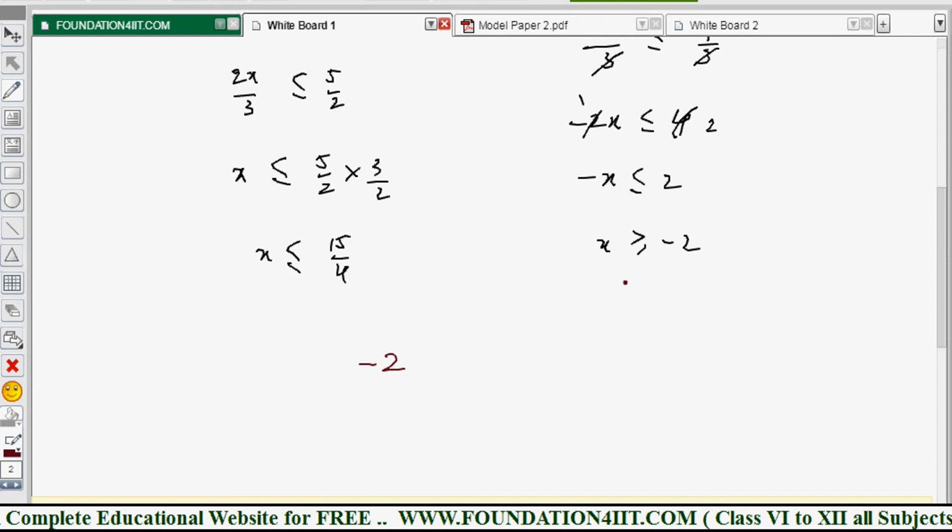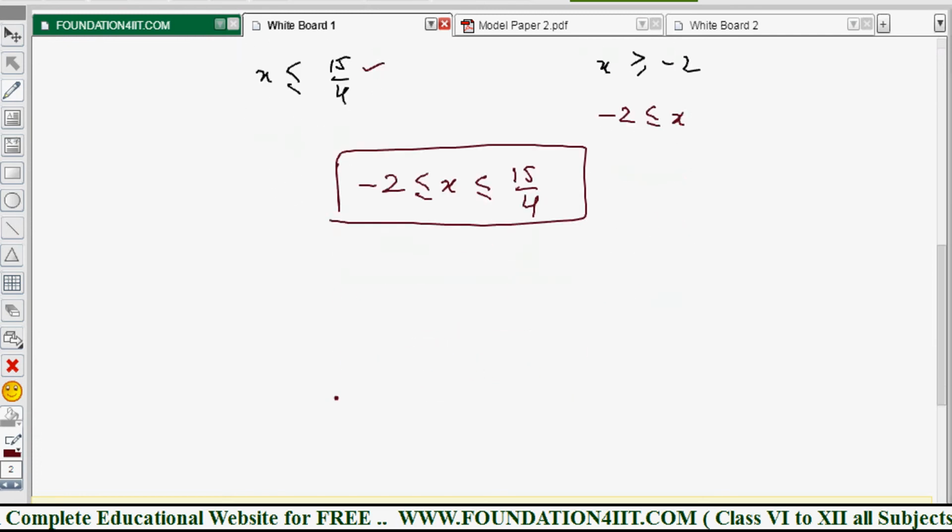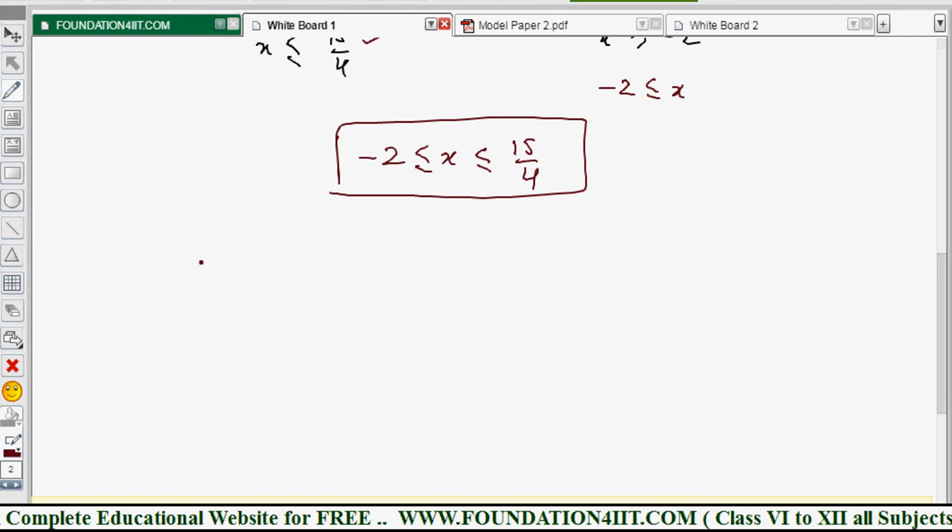That means minus 2 is less than or equal to x, and from here x is less than or equal to 15 by 4. So by combining, this is the combination equation. This you can write as the solution set.